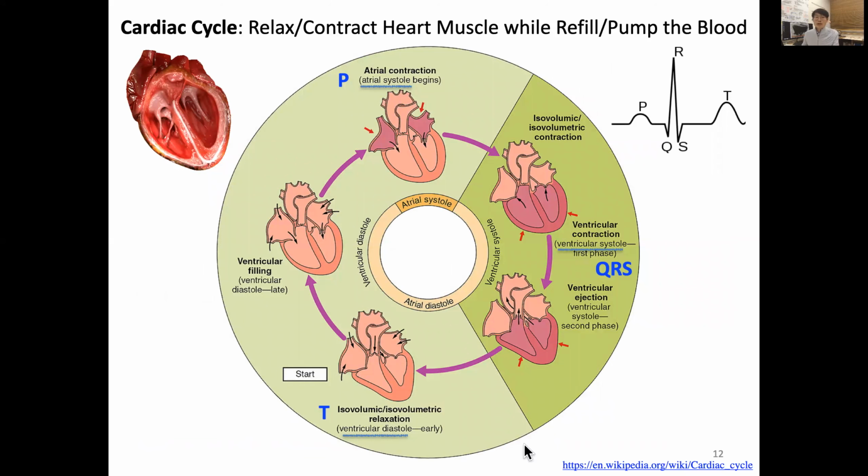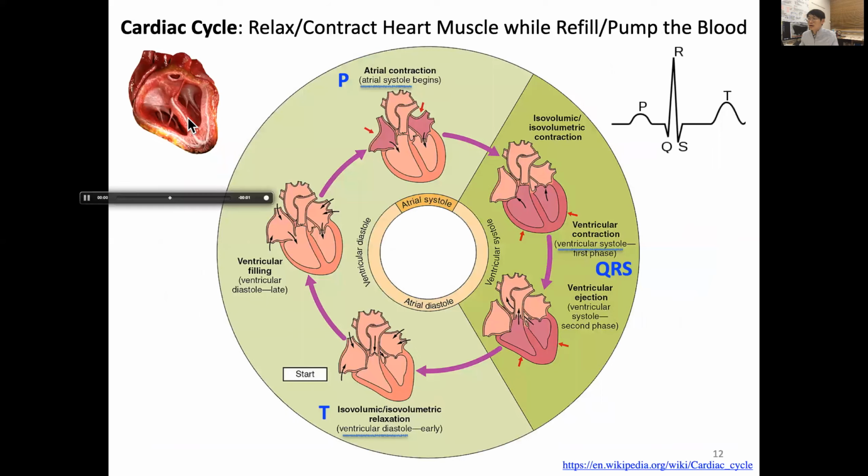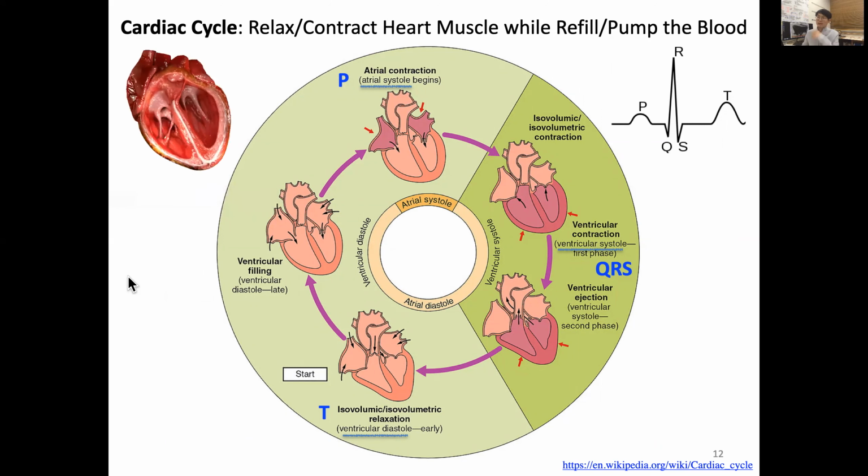So now we are ready to get into the detail of this phase. So relaxing and contracting of the heart muscle while refilling and pumping the blood. So let's take a look at the heart beating first. This is pretty complicated, so we divide it up. Let's start with ventricular filling. You look at this from the atrium into the ventricle, and that we call ventricular diastole because it's filling.